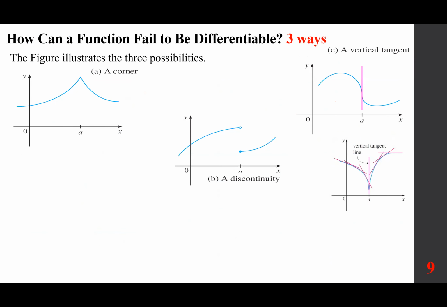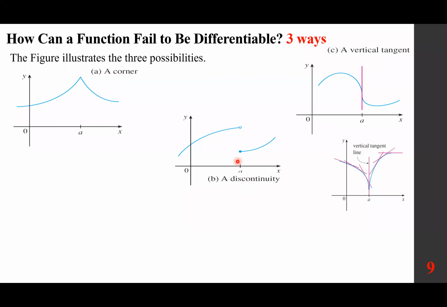The next topic: where a function fails to be differentiable. There are three ways. When we have a sharp corner, in other words, if you were to draw a tangent line, how would you draw it? And the limits on both sides are not the same.